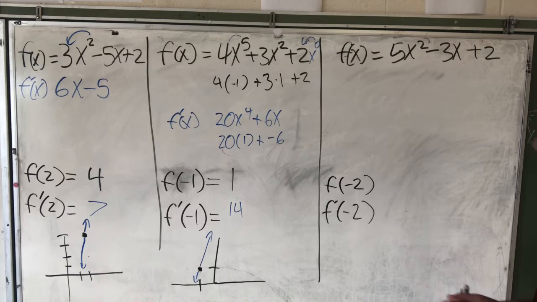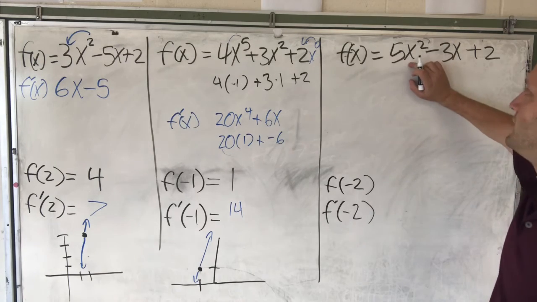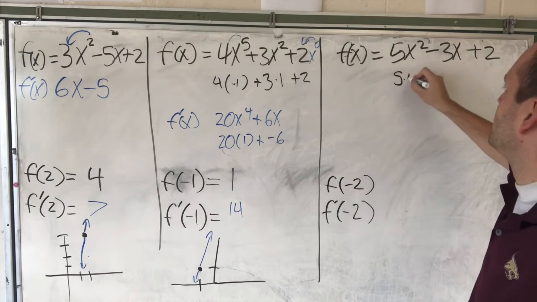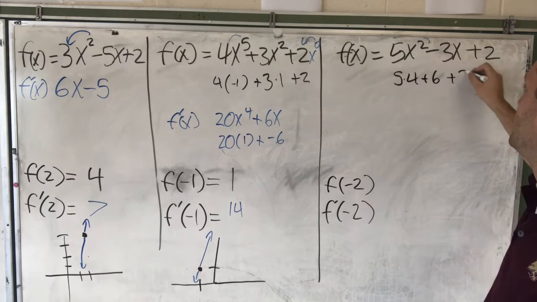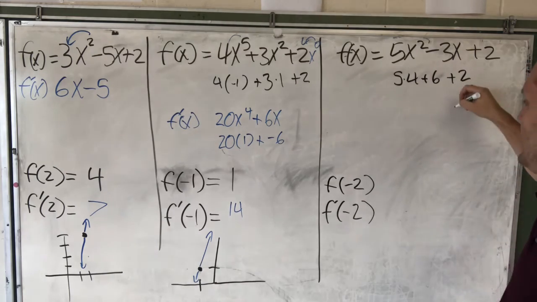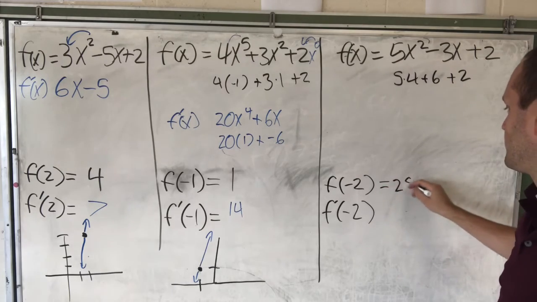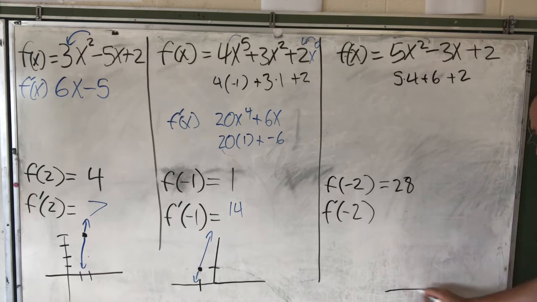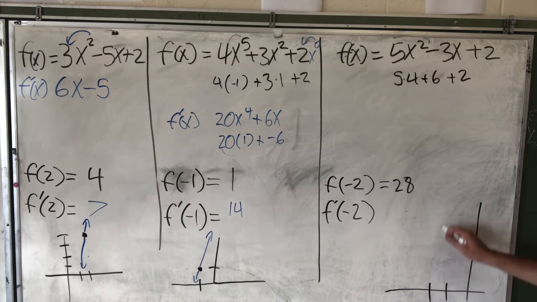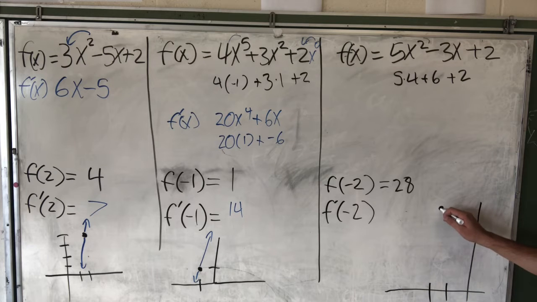F at -2. F of -2. Take -2, plug it in. That's going to give me 5 times 4 minus 3 times -2, so that's positive 6 plus 2. 28 would be our answer. So when our graph is at -2, we're all the way up at positive 28.